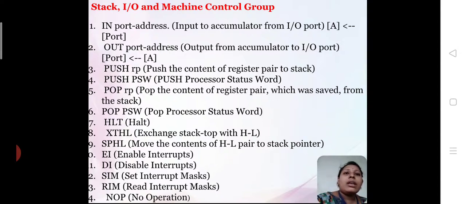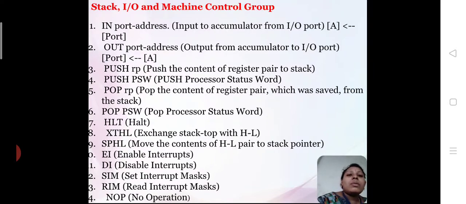Next, the stack, input, output and machine control group. Here there are ports, input address and output address. PUSH RP means push the content of the register pair to the stack, and PUSH PSW means push the processor status word. POP RP means pop the content of the register pair which was saved on the stack, HLT means halt, and XTHL means exchange stack top with HL.